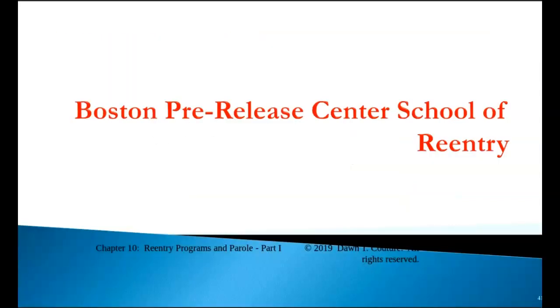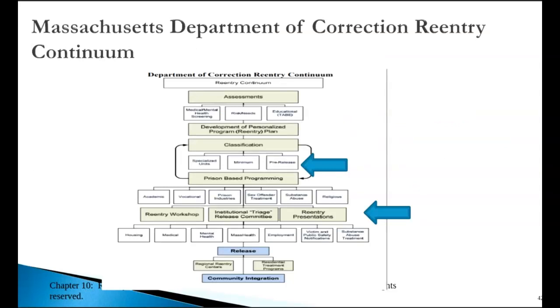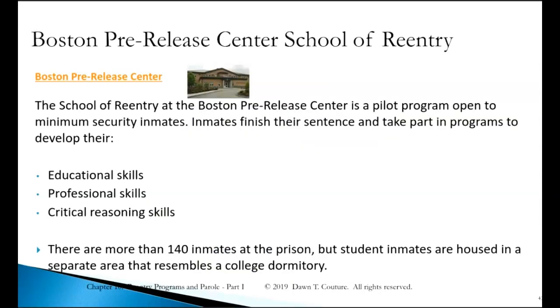Okay, let's see. The Boston School of Reentry is a pre-release program, which I'm going to highlight here. It is in Boston, as the name implies, but it is open to eligible state prison inmates. There are far more eligible and very interested state prison inmates than there are available beds. They can house 140 inmates at a time. They are more like a college dormitory. It functions a lot more like the prisons that you might see in another country. And this is pre-release, so it's minimum security.